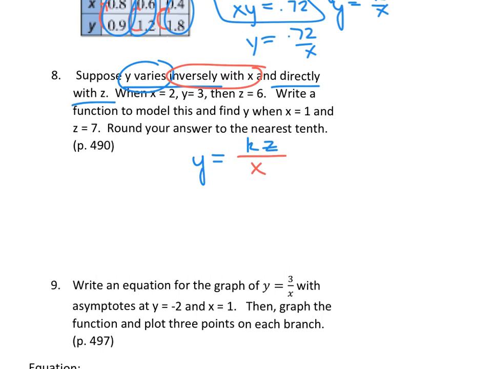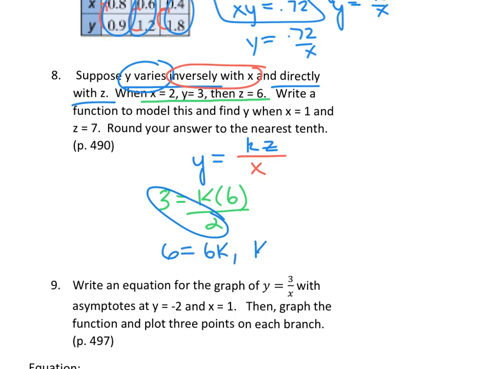So then I'm going to use the second piece of information, that when x is 2, y is 3, z is 6, and solve for k. So when y is 3, k I don't know, z is 6, and x is 2. So I'm going to solve for k by multiplying both sides by 2. So 6 equals 6k, k equals 1. So now I have this general equation, which is y equals 1, which is k, z over x. So this k is 1. It didn't really even come into play right here.